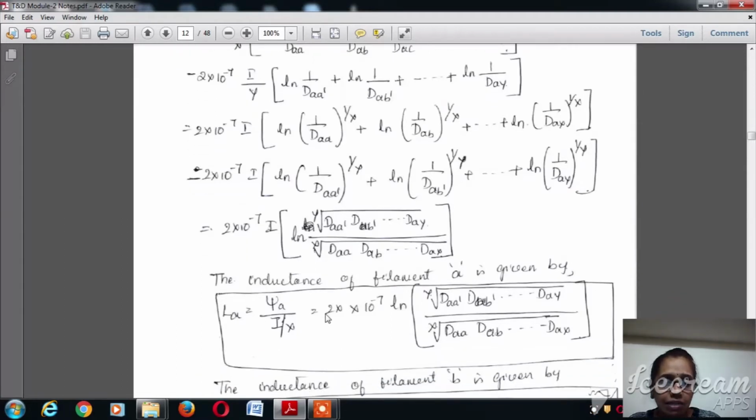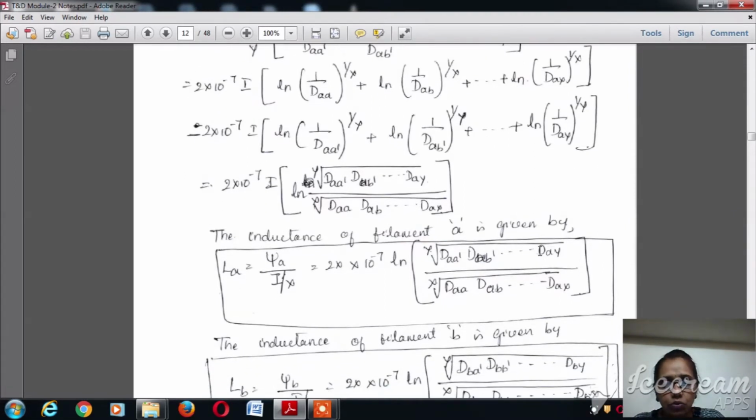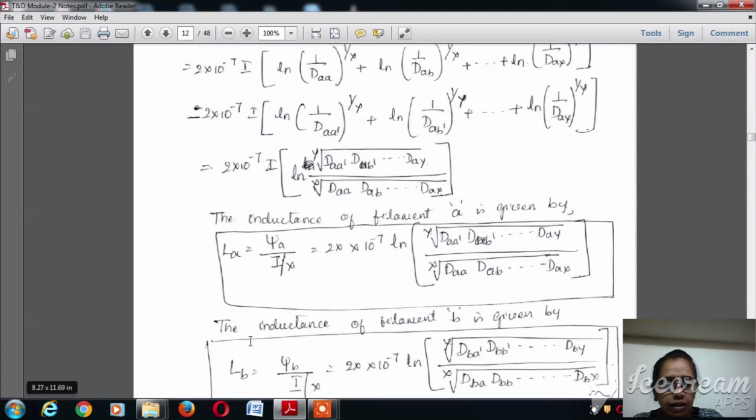Now the inductance of the filament is nothing but L is equal to psi divided by I. So LA is nothing but psi A divided by current IA, that is IA is nothing but I divided by X. This is equal to 2 into 10 to the power of minus 7 into ln of the yth root of DAA dash DAB dash up to DAY, whole over the xth root of DAA DAB up to DAX.